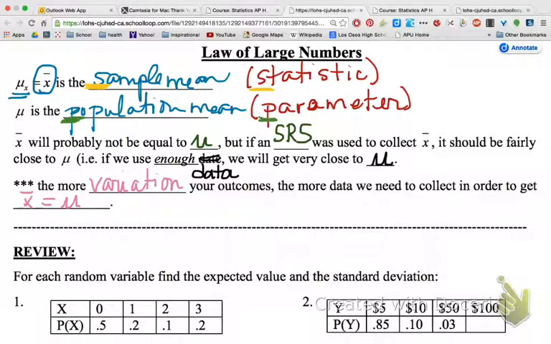And that's what we're going to spend a lot of time on second semester, is estimating mu when all we have is sample data. So that's the end of the notes for chapter 7. We will be practicing for the rest of the week until we get to test day.